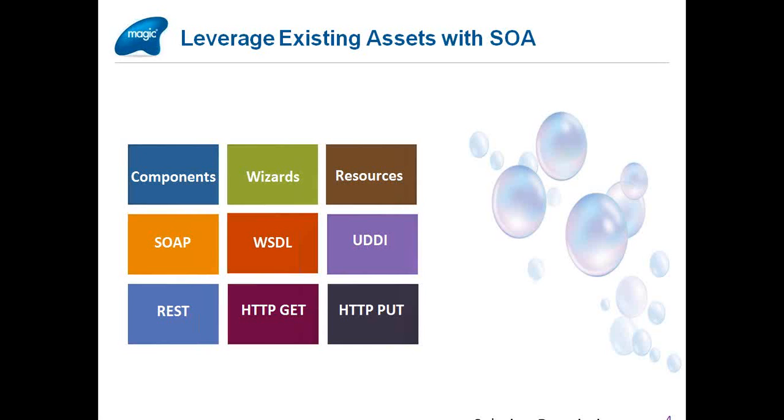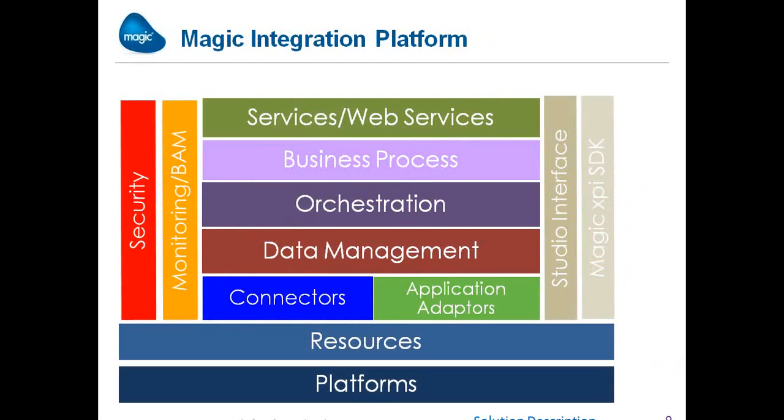By utilizing the components and the wizards and the resources that are built in to Magic XPI, you're able to access a number of legacy technologies and proprietary technologies. There are also a number of more open approaches, obviously, that are being utilized as APIs today. Things like SOAP and RESTful web services. With SOAP, you're leveraging the web services description language, the UDDI. With REST, you're leveraging HTTP GET and PUT in order to interface. And so these are all just kind of touching the surface of the hundreds of different ways that you can try to interact.